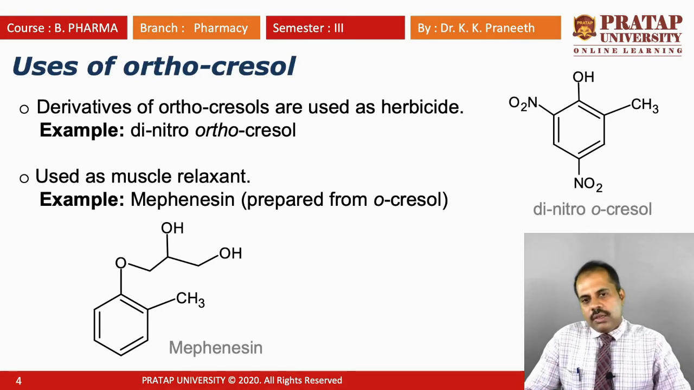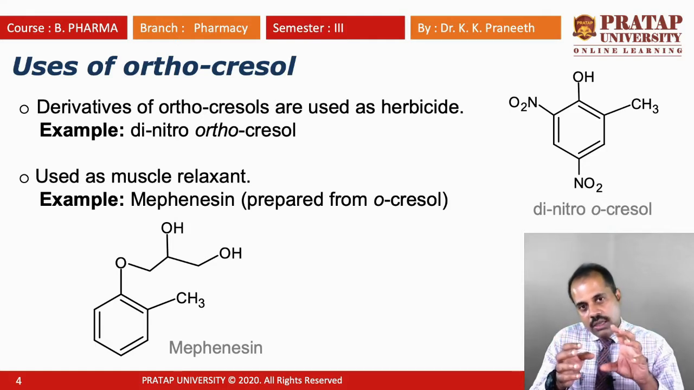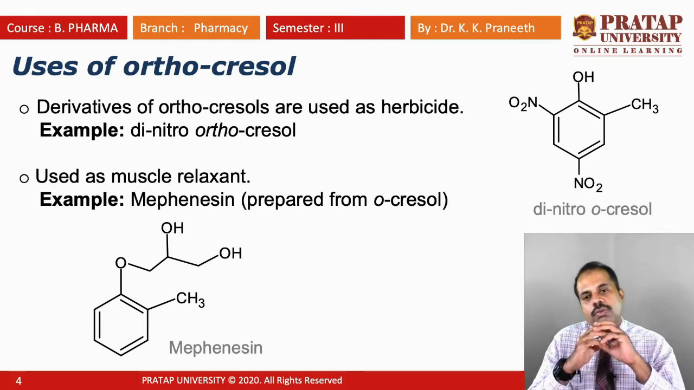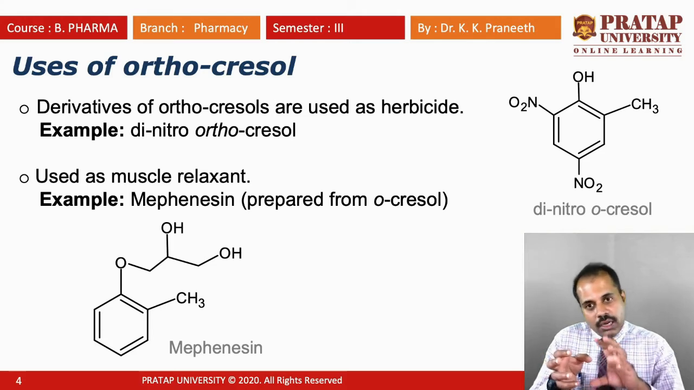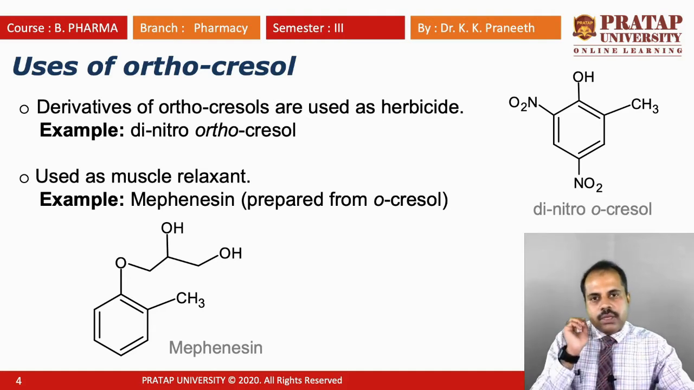In the case of orthocresol, orthocresol is not directly used for something, okay? It is not directly being used, for example, in chemical or other industry, but their derivatives are used as, for example, herbicide, insecticide, etc. So let's see the uses of orthocresol. The derivatives of orthocresols are used as herbicide.